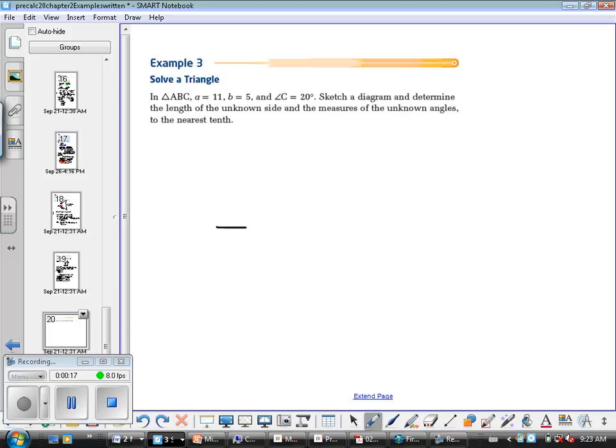So if I just draw side a, that's 11, and I'm going to draw a nice little 20-degree angle here. So I can actually draw a half-decent sketch of the situation. It's not a scale diagram. So that's A, it's opposite 11, B is opposite 5, and then C, that's our 20-degree angle. We don't know side c.